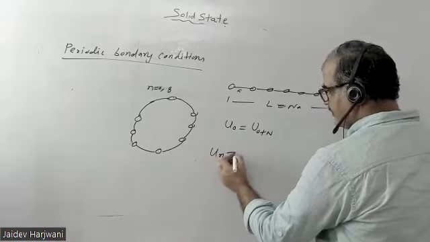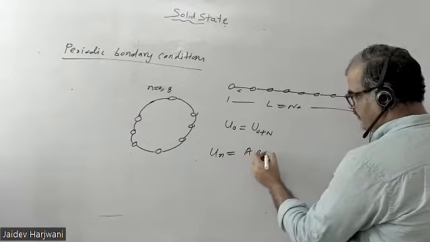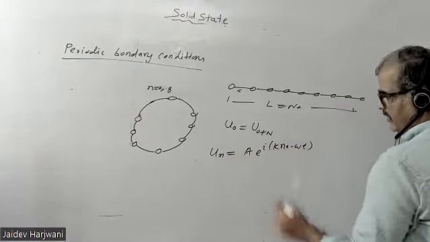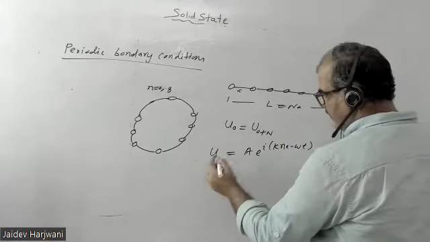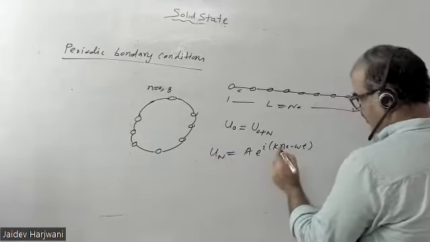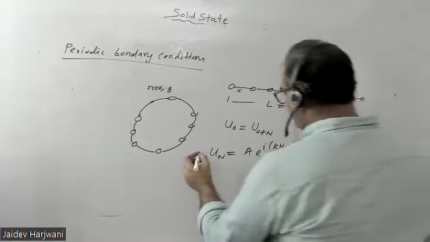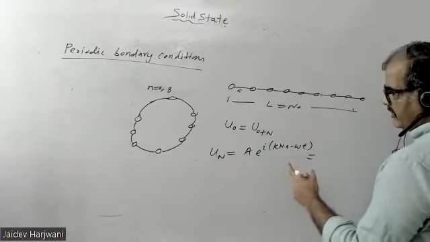So if I want to write now my u_n as exponential i(k na minus omega t), then I can write k, capital N a, u_n equals u_0.